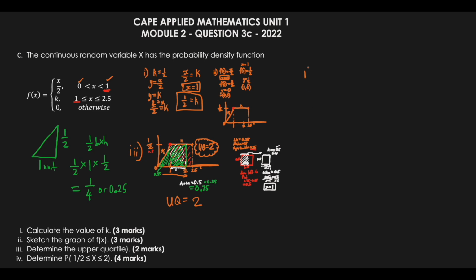So the next part, part 4, we need to figure out a probability where x would fall from a half to 2.